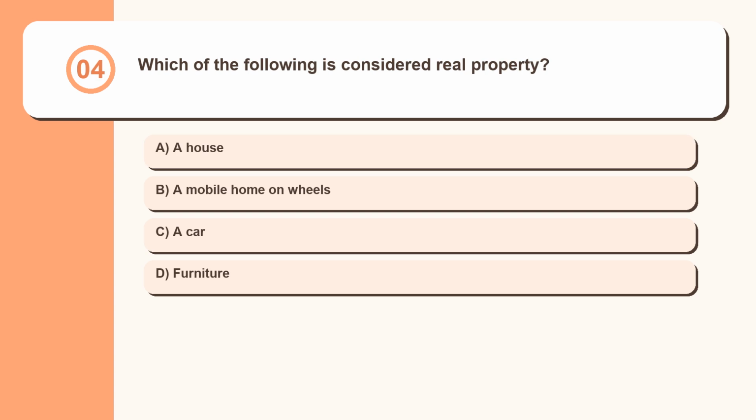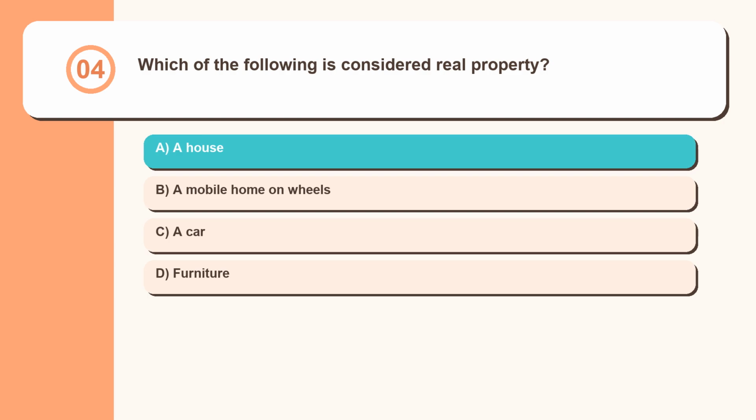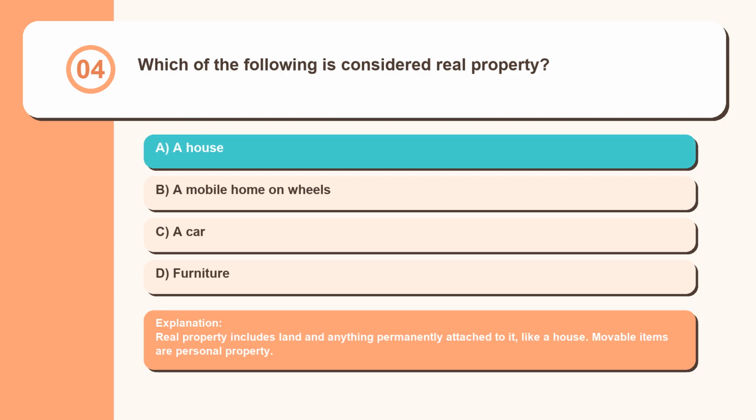Question 4. Which of the following is considered real property? A house, a mobile home on wheels, a car, furniture. Real property includes land and anything permanently attached to it, like a house. Movable items are personal property.